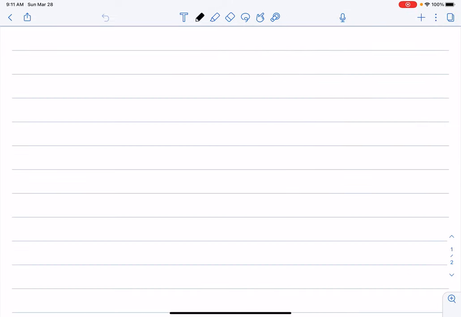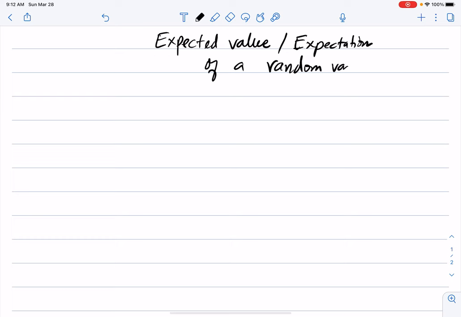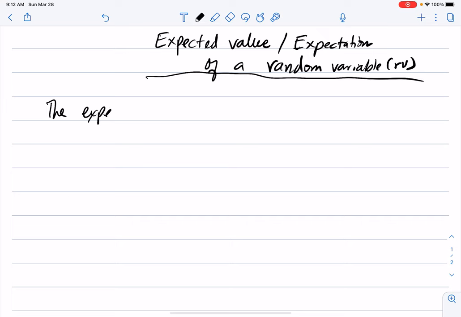So I will now talk about the expected value or expectation of a random variable, RV for short. The expectation is the average or mean of that random variable. So the expectation of X, of random variable X, is its mean, or average.